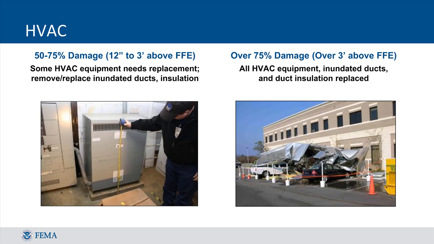Damage over 75% typically means that nearly the entire HVAC system will need to be replaced, including all equipment. The right photo shows a structure whose rooftop HVAC system was blown off the roof by high winds. This system was completely destroyed and would indicate that there may be damage over 75%.